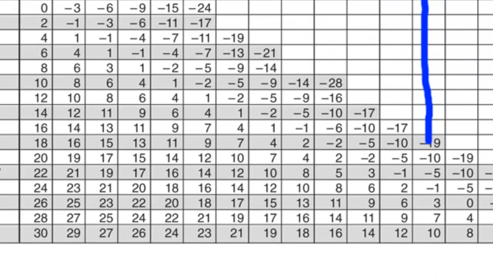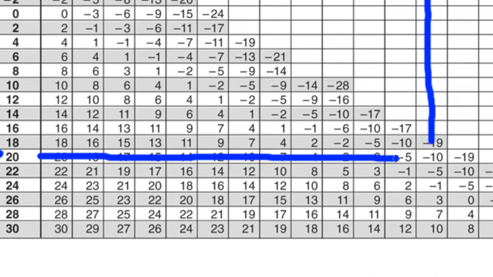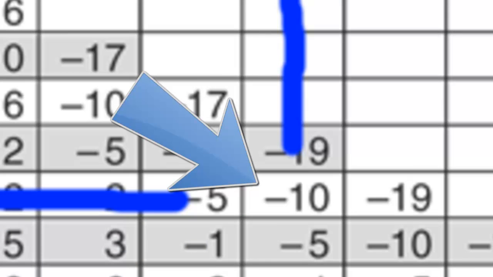And I can see that when I work my way across from 20 and 12, the answer is -10. There we go. That is our dew point in Celsius.